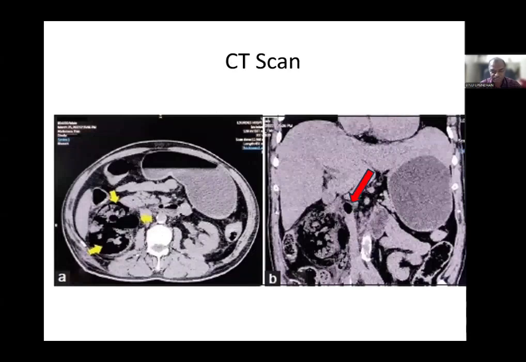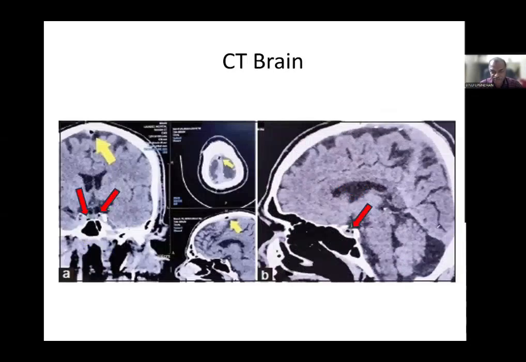And this was the CT scan, which shows air in the right kidney as well as the surrounding area. She had altered sensorium, which was persisting. So a CT was taken where you can see air in the sagittal sinus of the brain as well. So that was the first case.